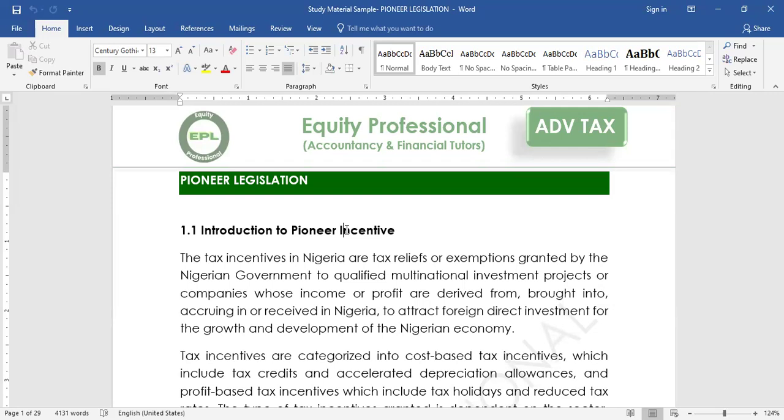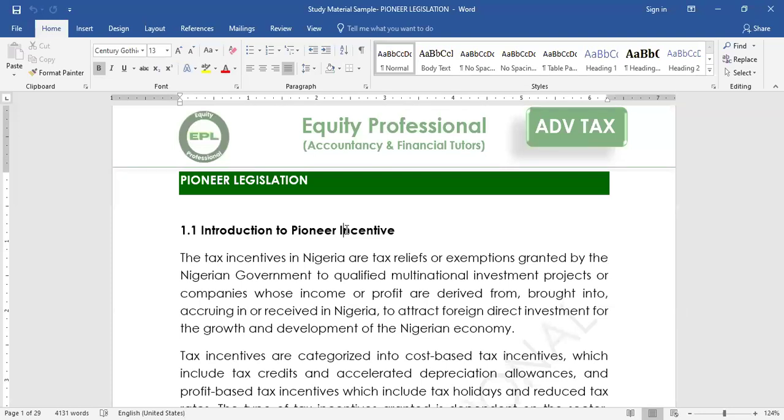What is pioneer legislation? It's a law enacted by the government to give some tax incentive to some companies. Those companies that will create economic development and growth, we give them tax incentive. The incentive is that they will not pay tax for some period. That period is called the pioneer period, and it can also be referred to as tax holiday.